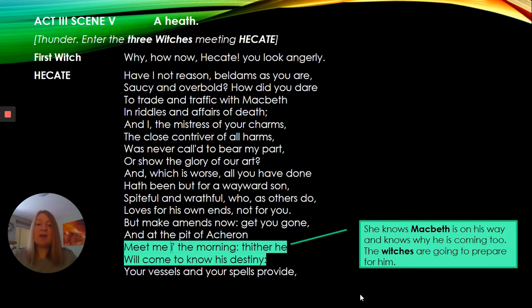So then she starts planning for this meeting, and it's interesting to note that she knows that Macbeth is on his way, but not only that, she knows why he's coming, that he wants to know his destiny. And so the witches are going to prepare for him, and that tells us that they are up to no good. They are getting things ready to deceive him further.